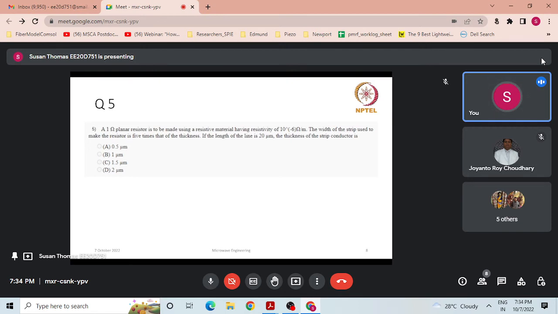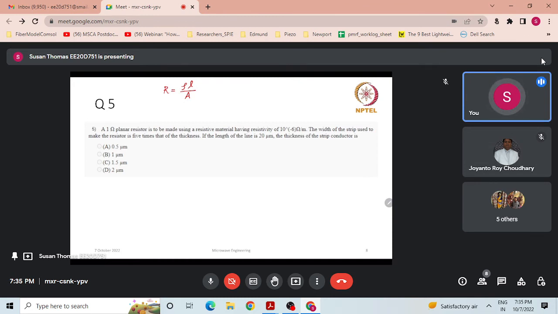So let's move to the question on this resistor. Okay, so this is a question on realizing a resistor using this strip line. So to start with, all of you know the fundamental relation, that is resistance is rho L by A. So resistance is resistivity into length divided by area.